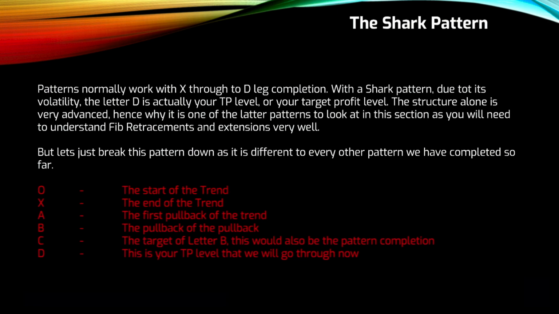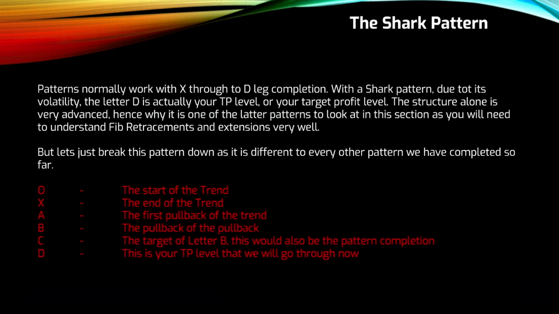Okay, so O is the start of the trend, and forgive my accent, the letter O, not a number O or 0. So O is the start of the trend, X is the end of the trend, A is the first pullback, B is a pullback of the pullback, and C would be our normal D, where we're looking at a target for B, which would be our pattern completion. The shark doesn't work like that. The shark's pattern completion is your TP level.